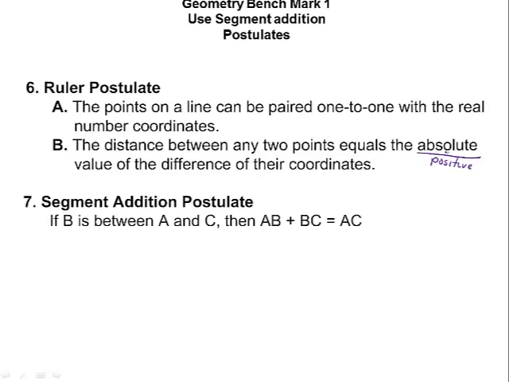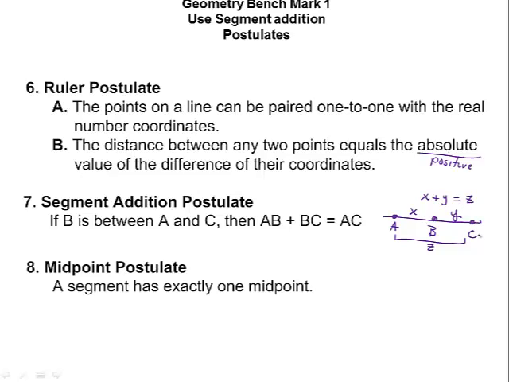Then we have the segment addition postulate, which tells me if B is between A and C, then I can take AB's length and BC's length and add them together and it equals AC. So a picture of that. Here's A, here's C, here's B. This length plus that length will equal this whole length. And again, it's a postulate because if you look at it, you go, well, of course, if I take this piece and this piece, it equals the whole thing. It makes sense.